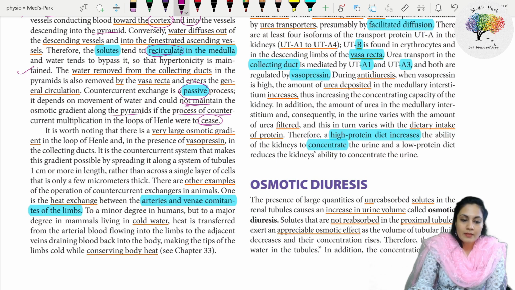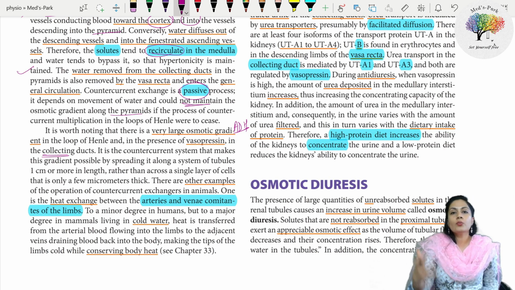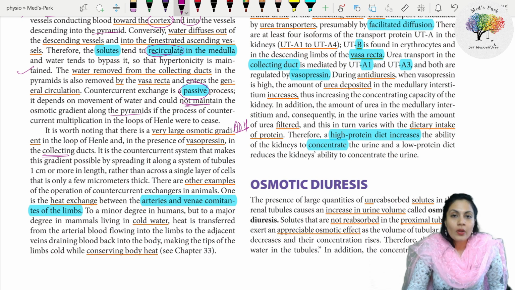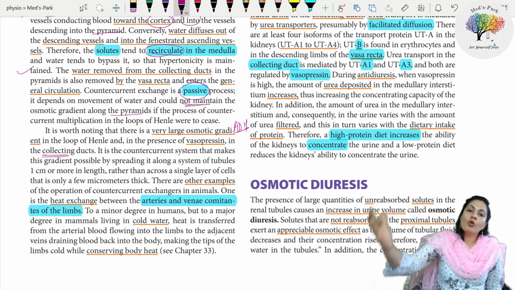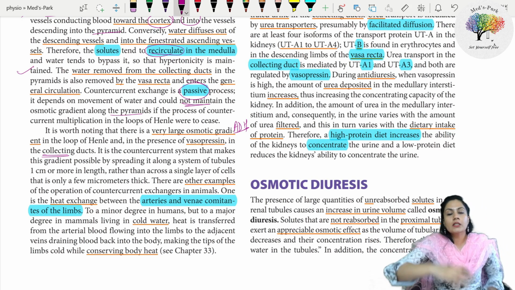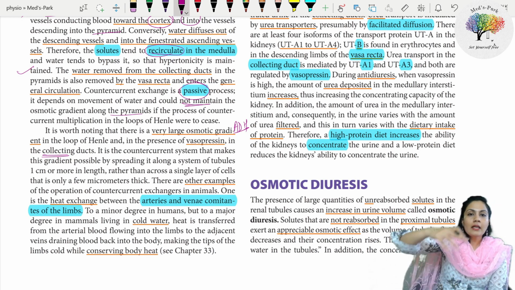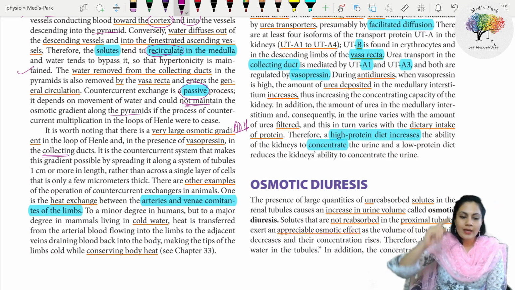Okay, it is worth noting that there is a very large osmotic gradient in the loop of Henle and in the presence of vasopressin, that means nothing but the antidiuretic hormone, that is ADH, in the collecting duct. Now what is ADH going to do? ADH will allow more water channels to open, that is aquaporin 2, and that will allow more and more water to come from the collecting duct into the medullary interstitium, which will be again taken up by the vasa recta while going out.